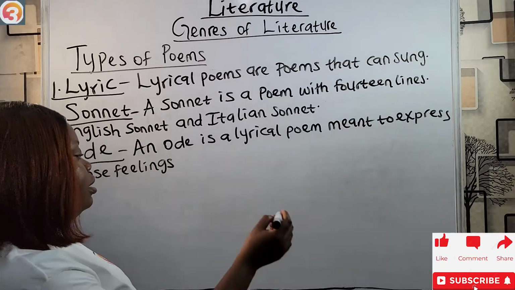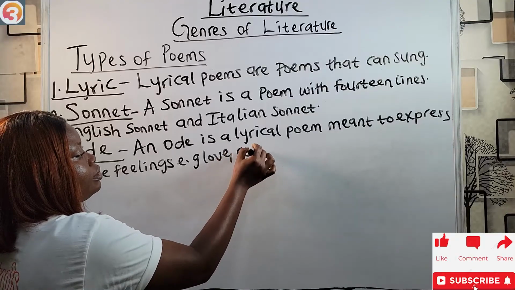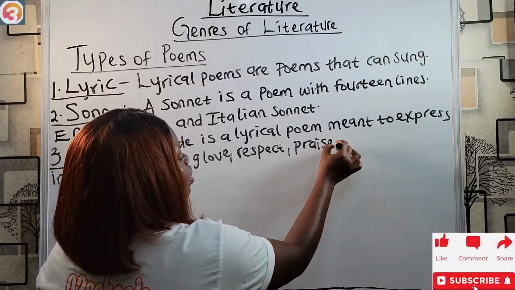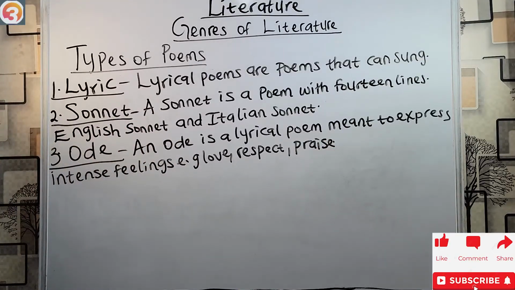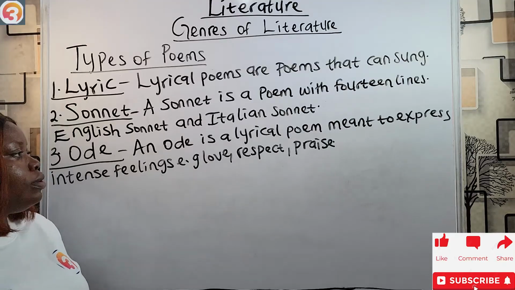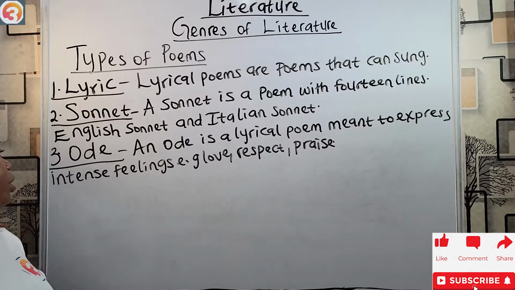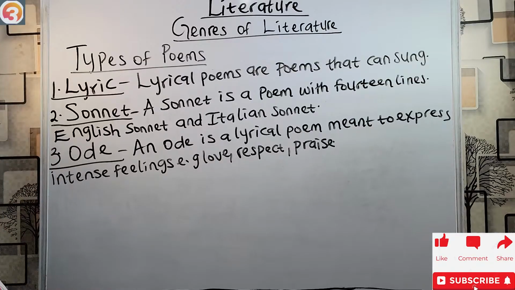Feelings such as, let's say, love, respect, or praise. Just meant to express intense feelings. It could be for a person, it could be for an object, but as long as it's meant to express deep feelings for the person or the object, we refer to it as an ode. And it's a lyrical poem, which means it could be sung.